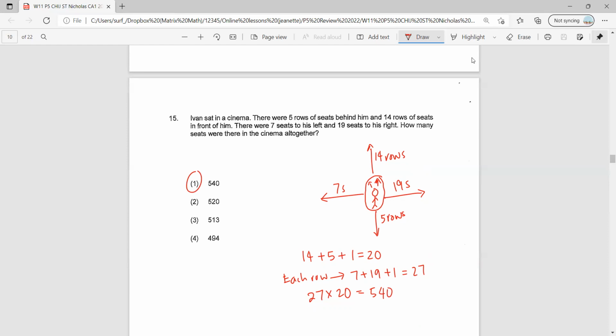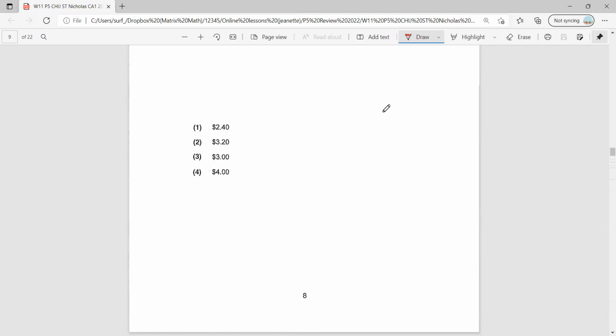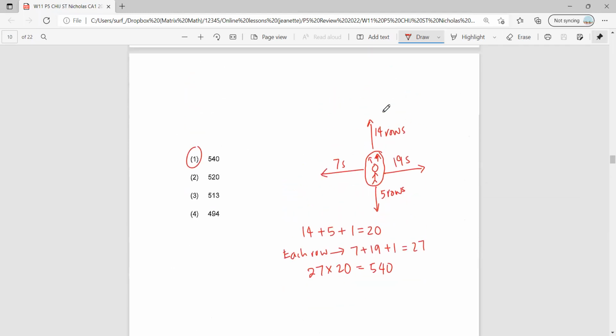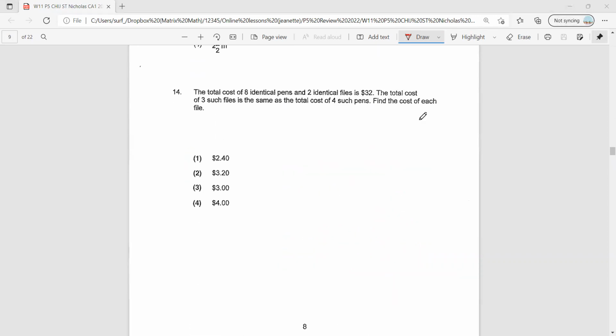Okay, 14. The total cost of 8 pens and 2 files is $32. Okay, 8 pens plus 2 files, $32. The total cost of 3 files is the same as 4 pens. So 3F equals 4P. Find the cost of each file.